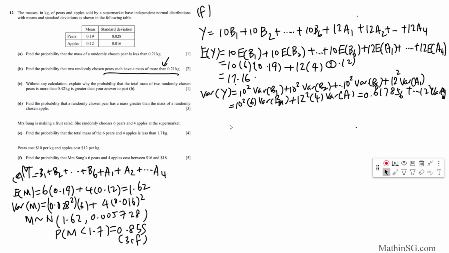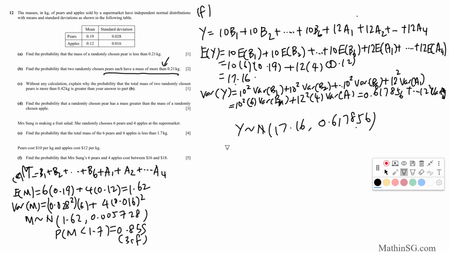Now that I've done with this, I know that I can define my y as a normal distribution with expected value of 17.16 and the variance of 0.617856. Now I want to find what is y in between $16 and $18. So I use my normal CDF. Lower limit is 16, upper limit is 18. My mu is 17.16. My sigma is square root of this value here, 0.617856. And this will give me a value of 0.787 when rounded off to 3 significant figures.